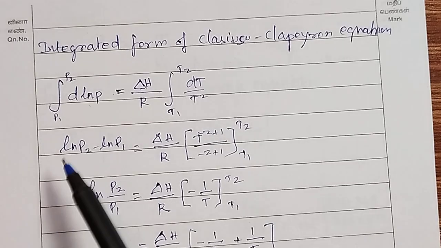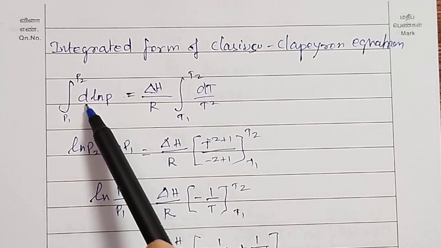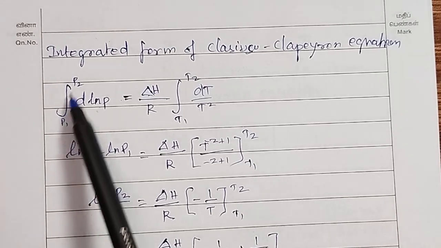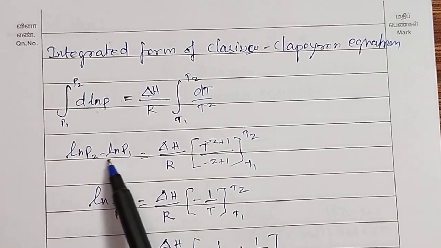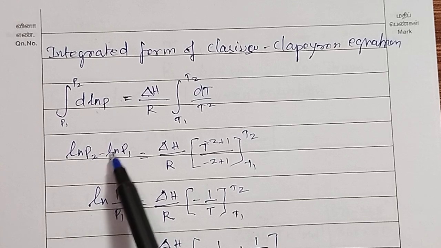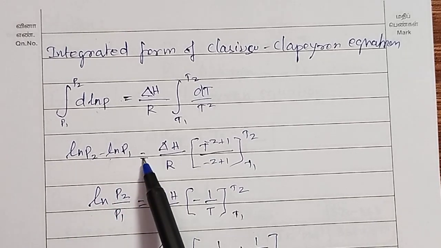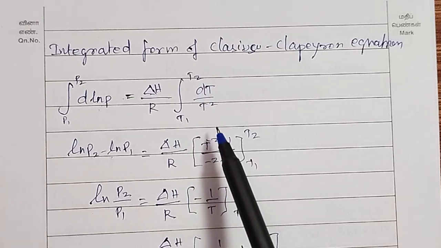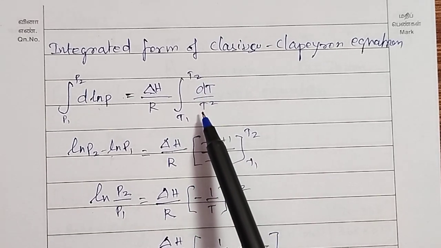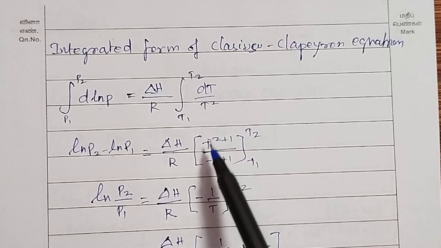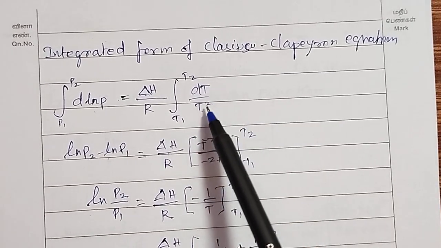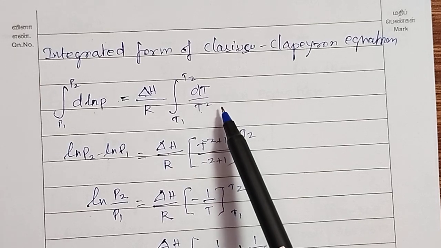Upon integration, now let us integrate this equation. This dlnP, when it is integrated, becomes lnP. Upon applying the upper limit minus the lower limit, I get lnP2 minus lnP1, that is equal to delta H by R. The same thing here, and here I integrate minus 1 by T square. T square, when it goes to the numerator, becomes T power minus 2, according to the integration formula.